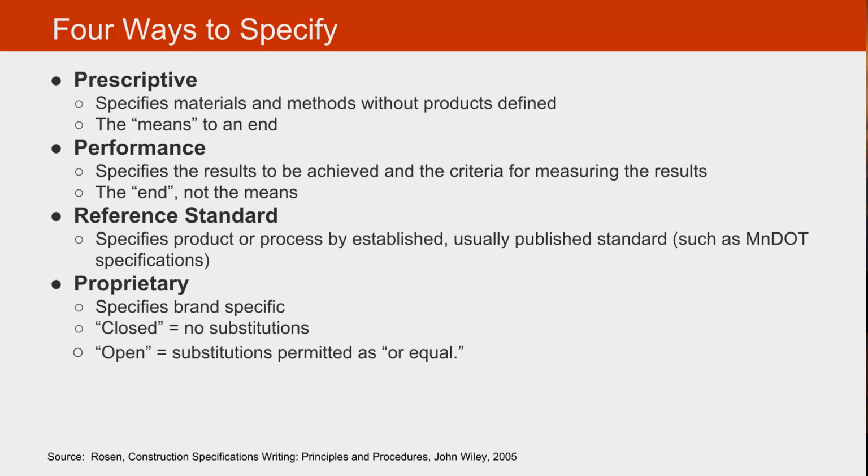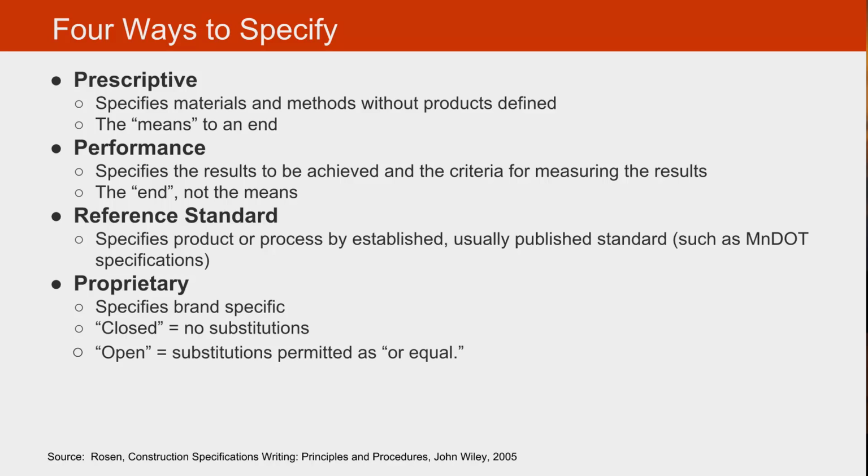There are 4 ways to specify, and these are important to remember: prescriptive, performance, a reference standard, and proprietary. Going into a little bit more detail, prescriptive is exactly as it sounds, a prescription. It specifies the materials and the methods without products identified. It is the means to an end. In other words, it specifies the materials and the methods used to produce the product, the means to an end. Performance, on the other hand, is the end, not the means. It specifies the results to be achieved and the criteria for measuring the results, but does not specify the materials and methods, nor the products.